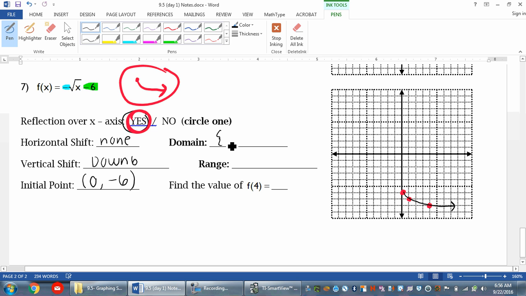Again, my domain is not going to be all real numbers because I do not have arrows on both sides. There's nothing coming from the left. So since the arrow is only facing to the right, it's going to be x is greater than or equal to, because it's a closed circle, the x coordinate, which is 0. Now my range, since I'm going down, remember, I'm going right 1, down 1, right 4, down 2. It's going to be less than or equal to whatever that y coordinate is, which is negative 6. And lastly, what is f of 4? It's negative 5, 6, 7, negative 8.